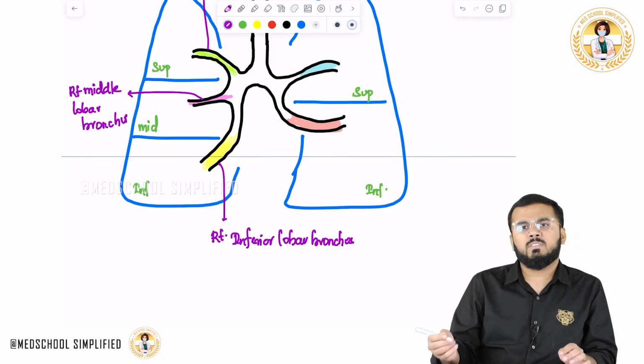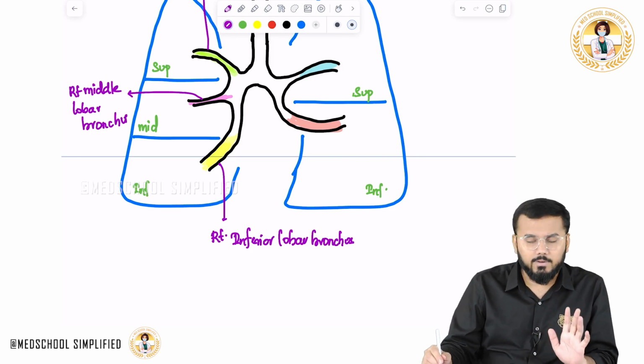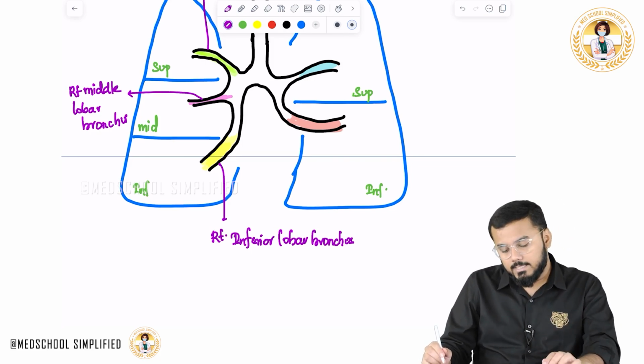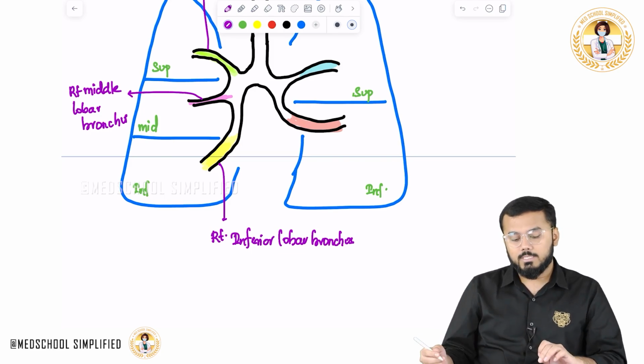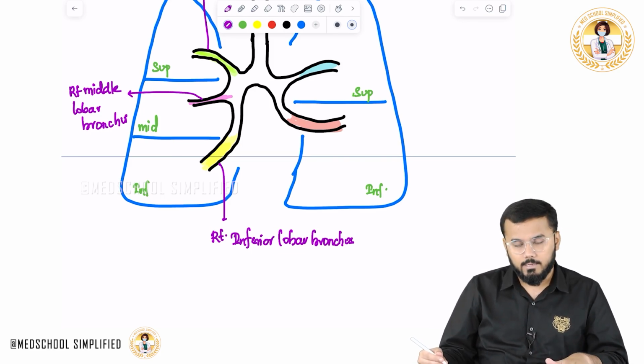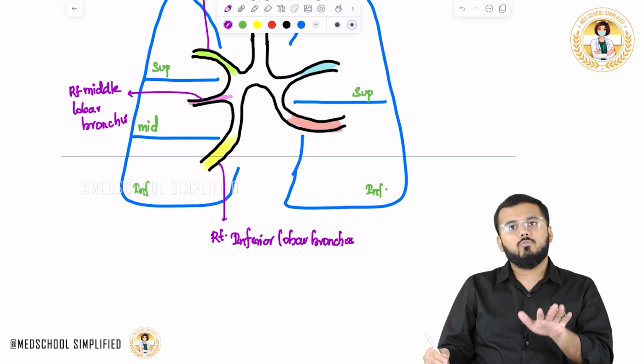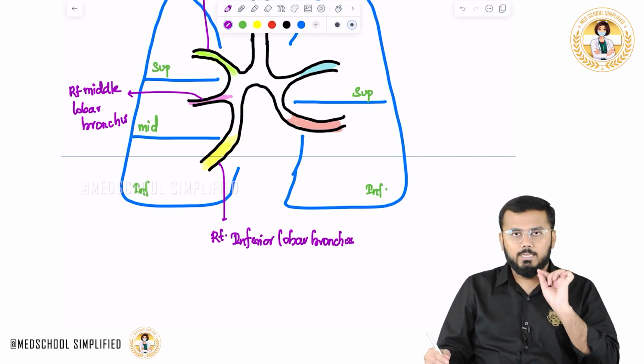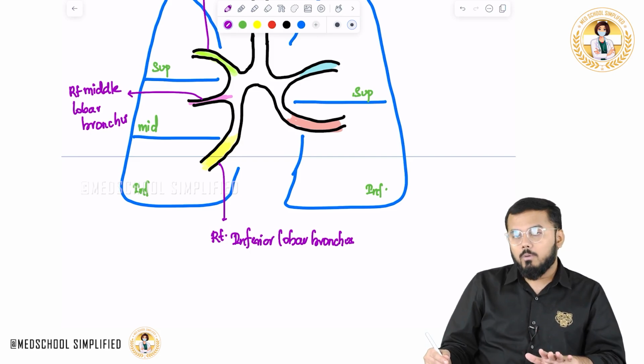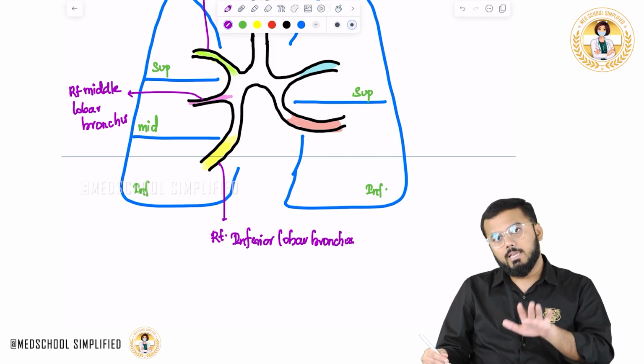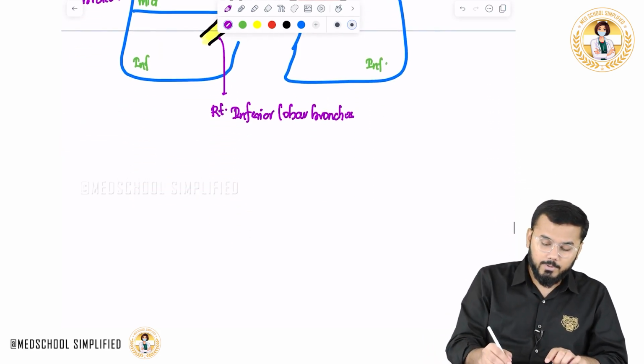Lobar bronchus. So the same thing on the left side also, left superior and left inferior. Now, after telling this important thing, the next important thing I want to discuss is bronchopulmonary segments. In each lung, we have got something called bronchopulmonary segments. So, how many bronchopulmonary segments are located in each lung? In each lung, we have got 10 bronchopulmonary segments.